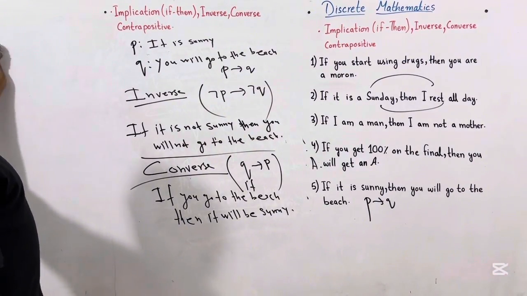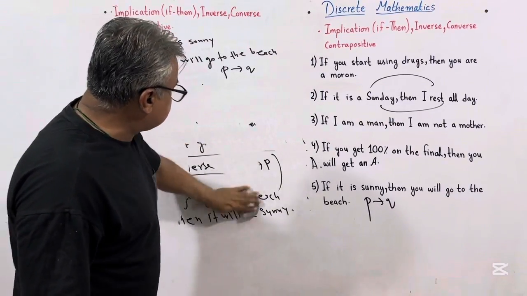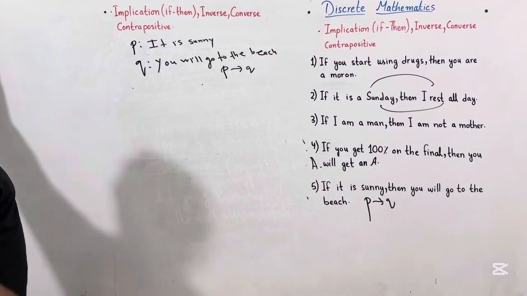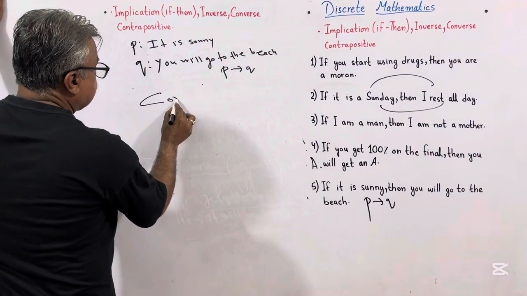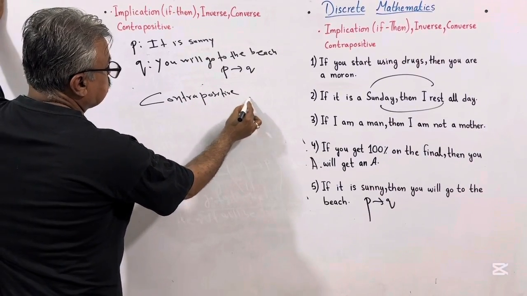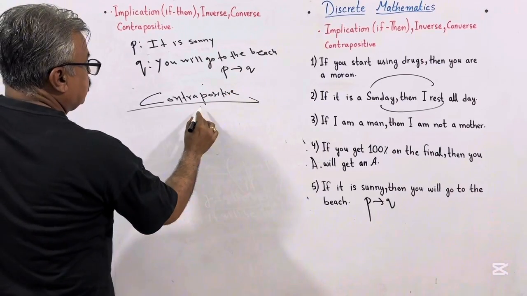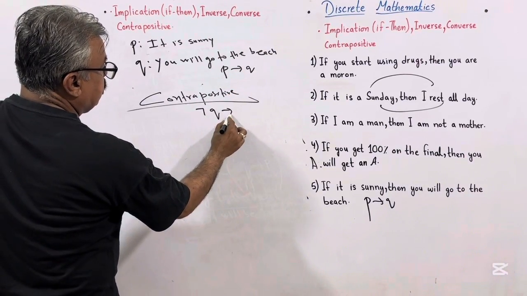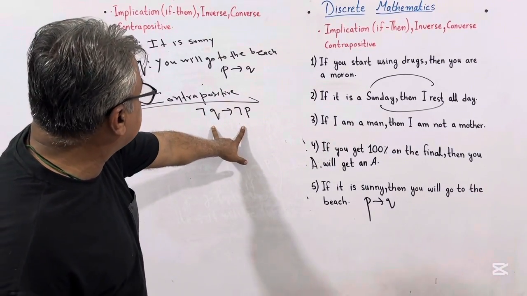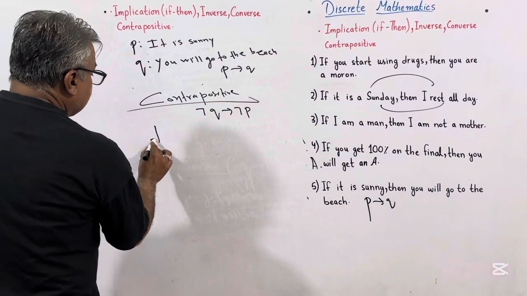Eventually, let me write the contrapositive of this one. Contrapositive is a blend of inverse as well as converse. For your convenience, I am taking a table and writing the contrapositive. There is a simple implication P implies Q. Its contrapositive is given by negation of Q implies negation of P. What's Q? You will go to the beach. It will become, if you do not go to the beach.